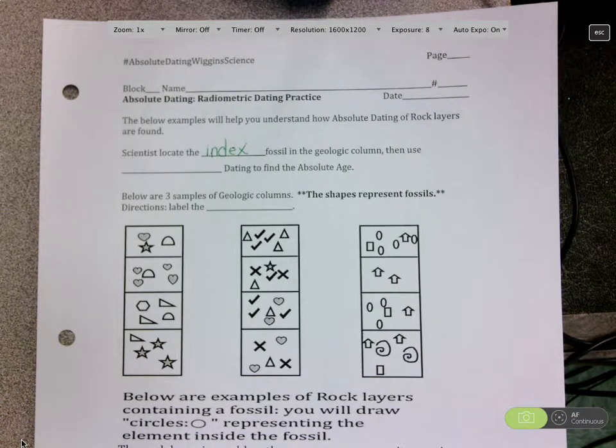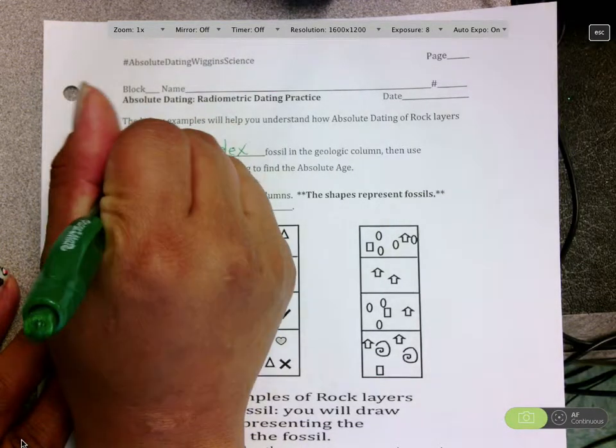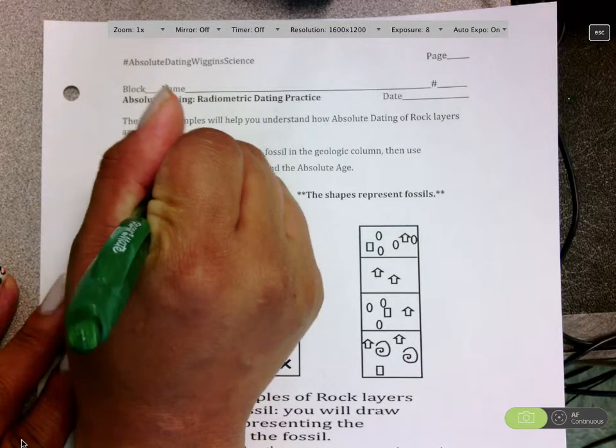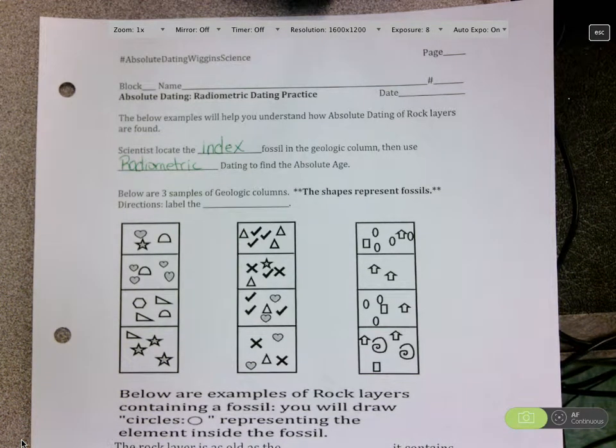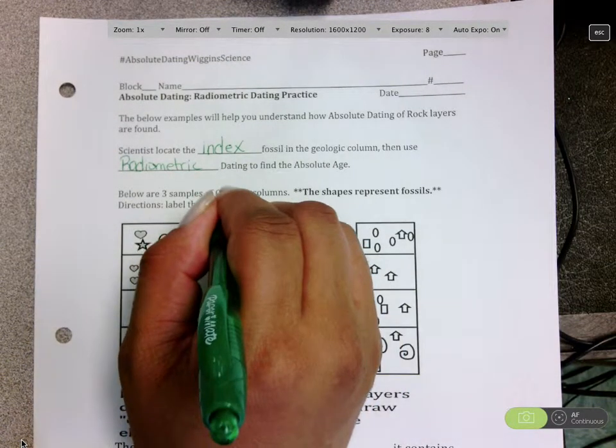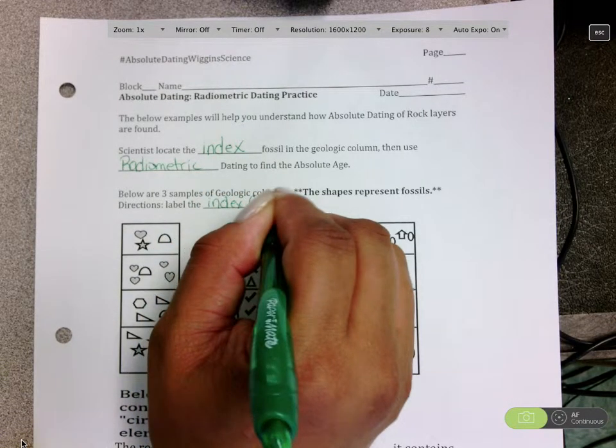All right, so scientists locate the index fossil in the geologic column, then use what, Jamil? Radiometric dating, very good, to find the absolute age. Got that? Yes. All right. Now below are 3 samples of geologic columns. The shapes represent our fossils. Our direction is we are going to label the what? What do you think we're going to label? The index fossil. Very good.